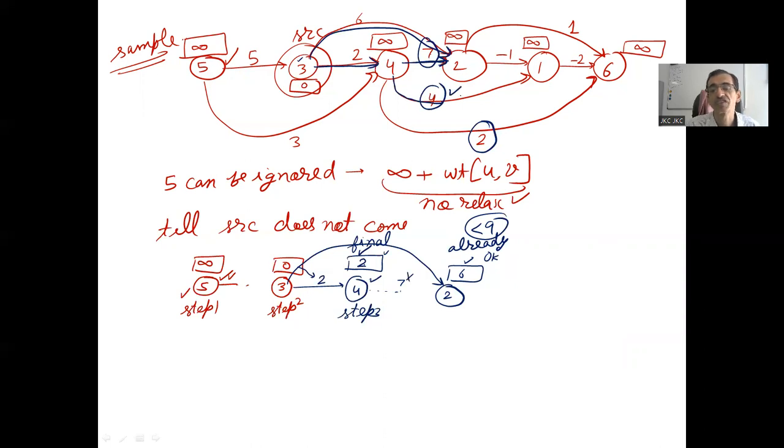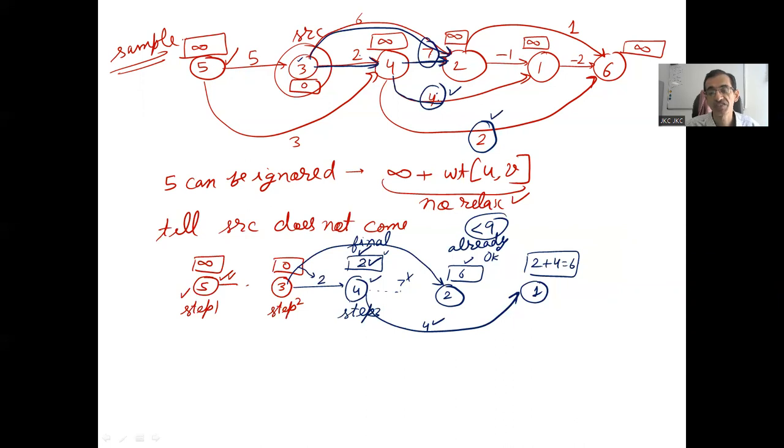Via 4, if I consider edge 4 to 1, 4, 1 will have 4. Reaching via vertex 4 was 2. So if I consider this, this is 2 plus 4. For vertex 1, distance will become 2 plus 4. This again becomes 6. 2 plus 4 becomes 6. And now this 6 becomes final.